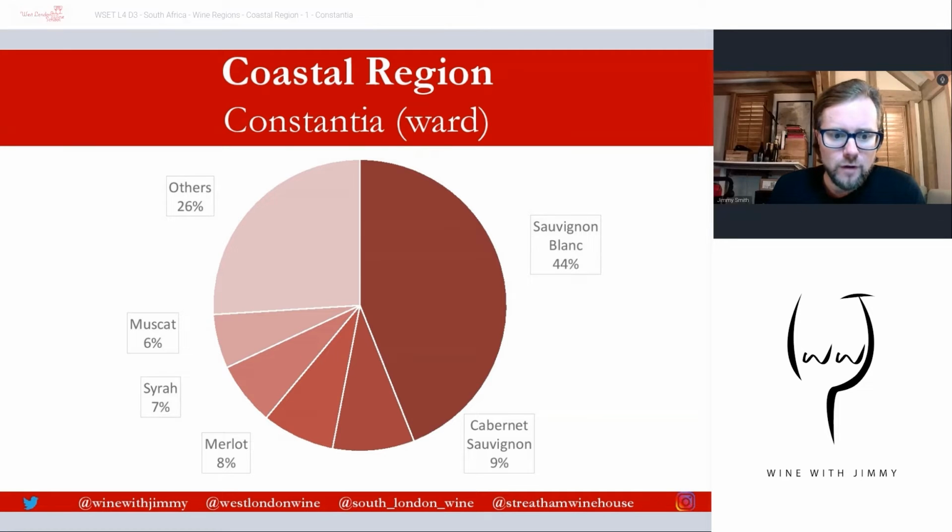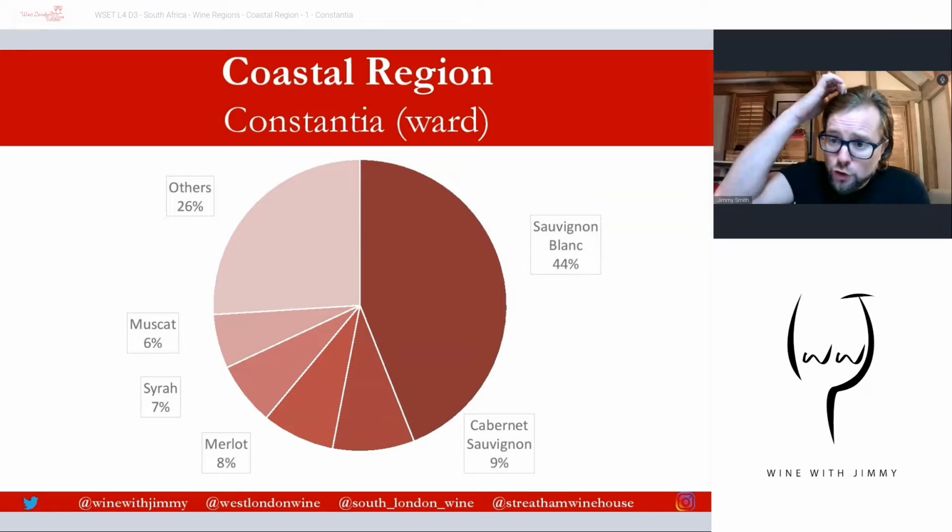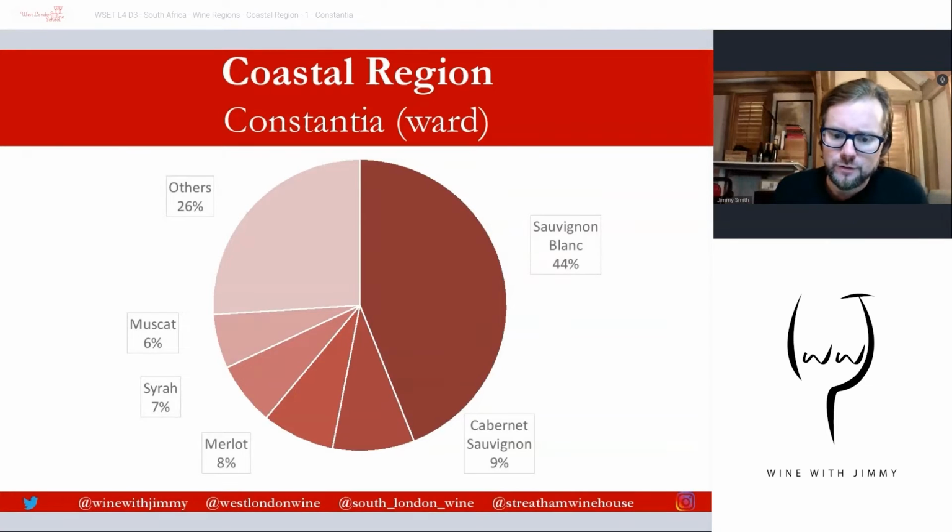Okay, what about your grape varieties here? So Sauvignon Blanc, Cabernet Sauvignon, Merlot, and Syrah are your major 4, but there's a bit of Muscat grown here as well, as you'll know. As you can see, Sauvignon Blanc is the major cultivar, so therefore it's the most commercial grape, but also it is their kind of sense of identity of Constantia as well. So they're very proud of it.